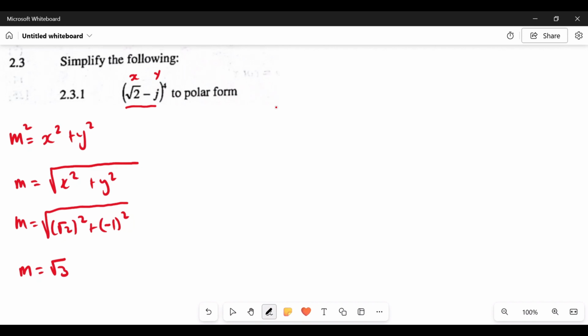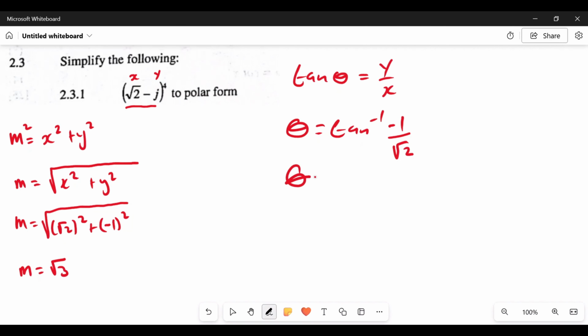Now, you need to calculate the argument. The argument is basically the angle. So when you calculate the argument, you're going to use tan theta, which equals y over x. There we go. Now, our argument is the angle. If we write theta equals arctan of our y, which we know is negative 1, and our x, which we know is root 2, then if you put this on your calculator, our answer here is going to be negative 35.264 degrees. Right, so this is our argument.